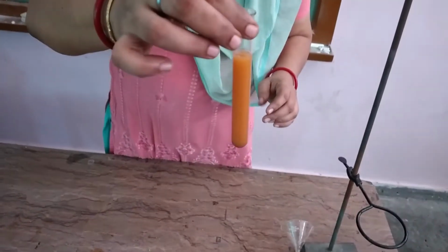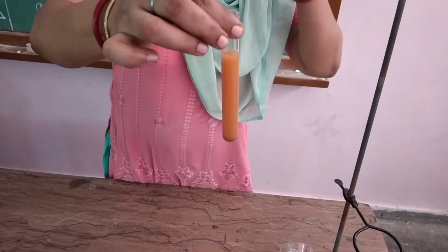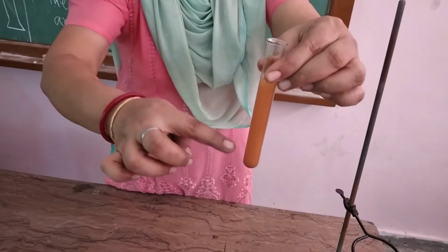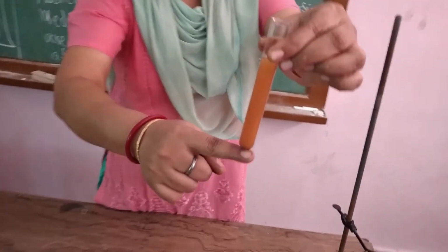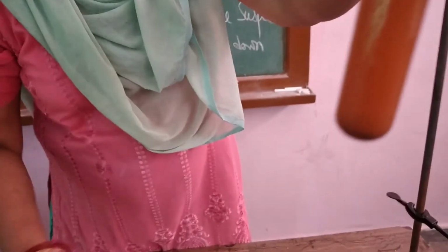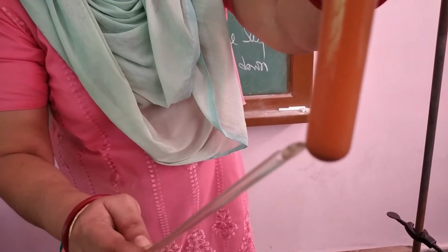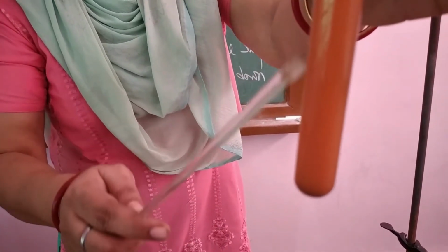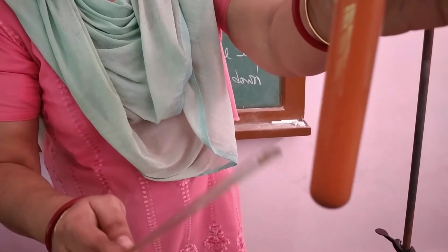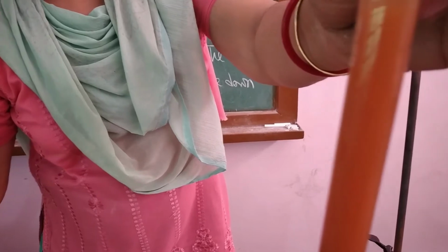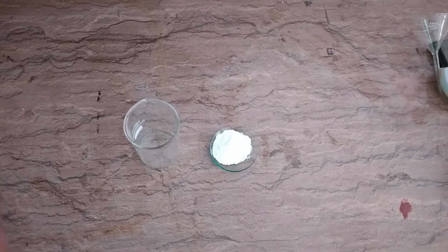And next we will see the first experiment where we left the particles to settle down. Since only 10 minutes are over, you can see the particles are settling down, which shows that this is a suspension. So only 10 minutes are over. We will leave it 10 more minutes. Meanwhile, we will make the suspension of chalk powder.